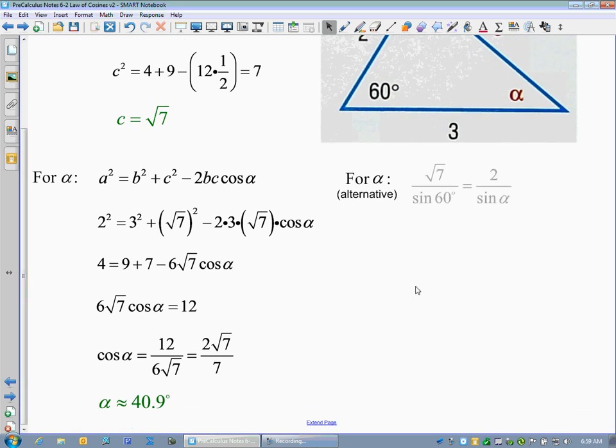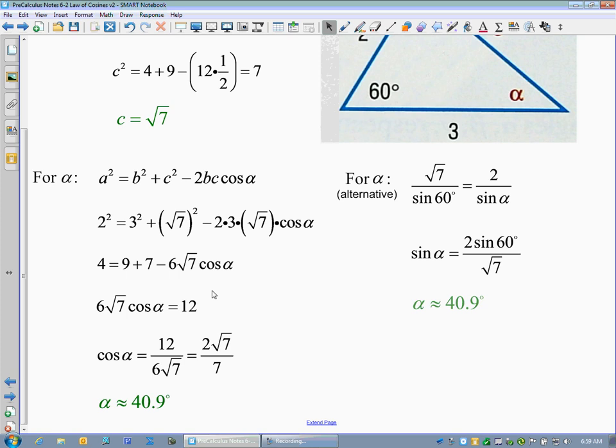And then a little cross multiply and divide by the coefficient. In other words, we're solving for sine alpha. You should get 2 sine 60 degrees over the square root of 7, which is the exact value. And then when we take the arc sine of both sides, you're going to have the arc sine of this expression, which is what you're going to put into the calculator. And you will get, once again, 40.9 degrees. You will get the same answer.